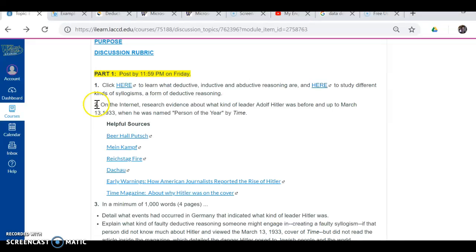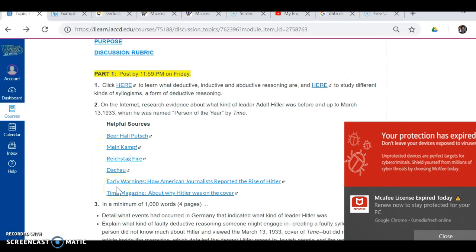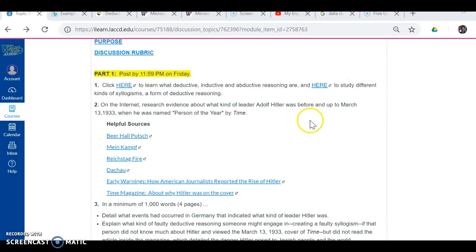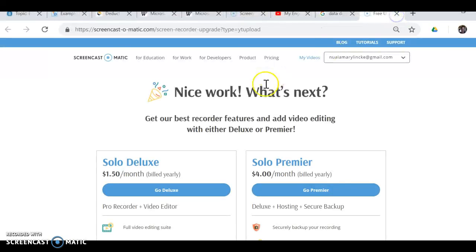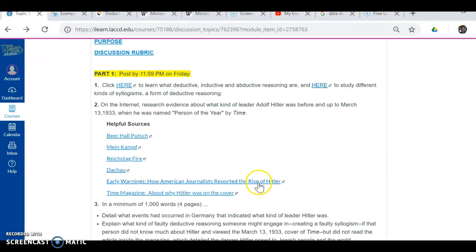Okay, two, on the internet, research evidence about what kind of leader Adolf Hitler was before and up to March 13th, 1933, when he was named Person of the Year by Time. And I have helpful sources for you here. Okay, whoops, sorry, I had something on the internet pop up.